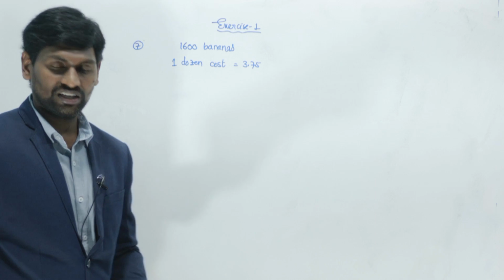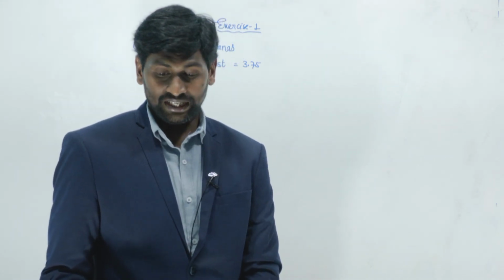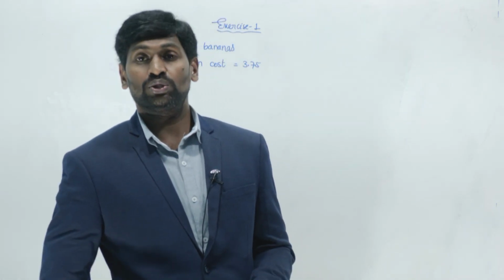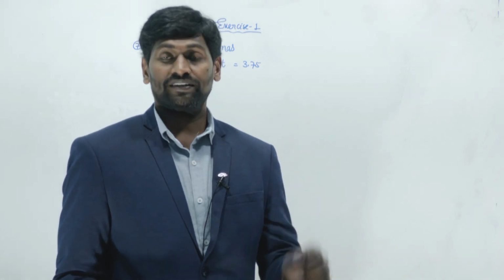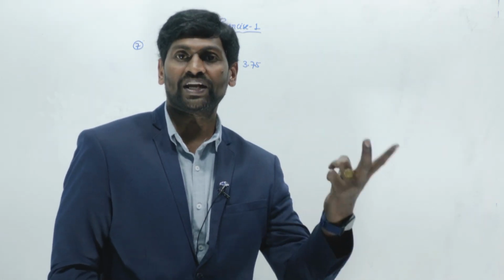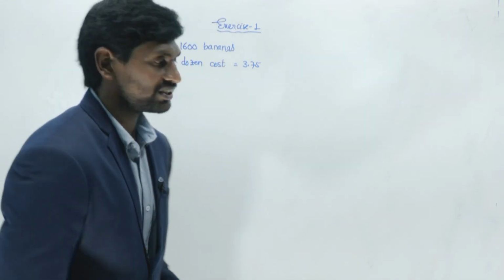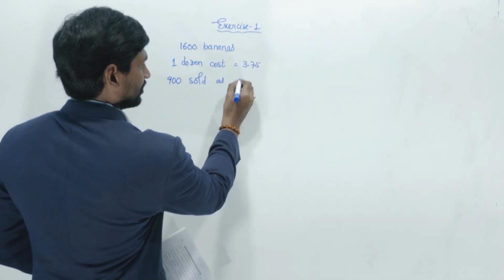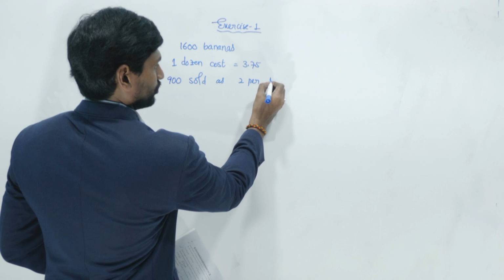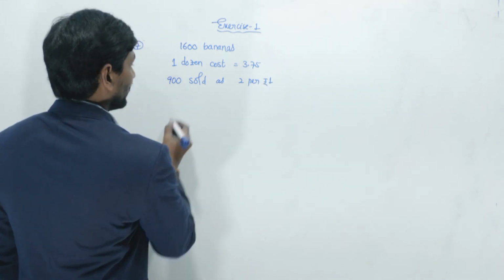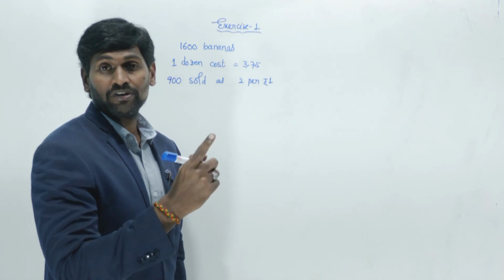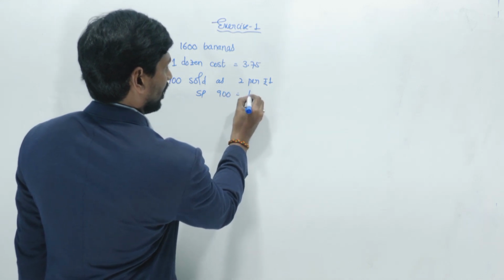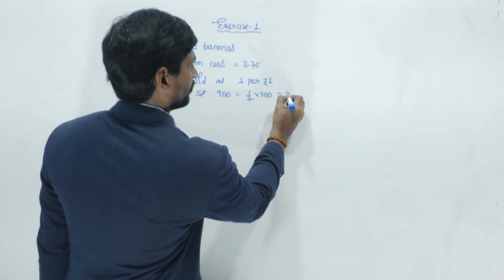Next, sold 900 of them at 2 for 1 rupee. 2 for 1 means each one half rupee. That means 2 bananas for 1 rupee, 900 are sold like that. Each one is half rupee, so the selling price of 900 is half of 900. So that means 450 rupees is sold.